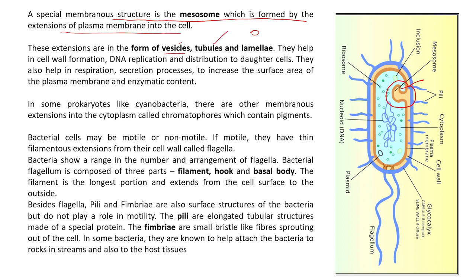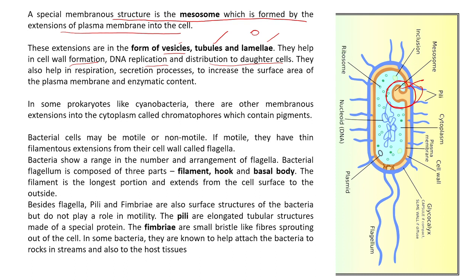Sometimes it is in tubule form and sometimes it is in lamellae form. They help in cell wall formation, DNA replication, and distribution to the daughter cell. When one cell divides into another cell, the other cell is called the daughter cell. So this mesosome performs the function of cell wall formation, DNA replication, and distribution to the daughter cell.